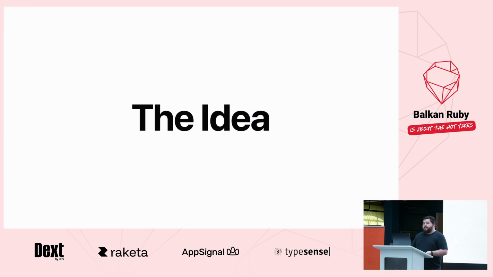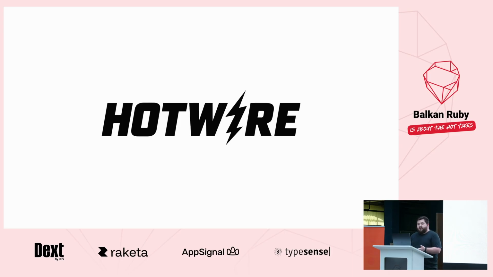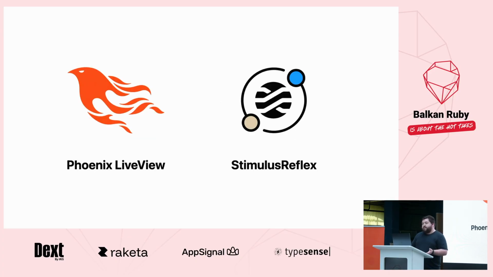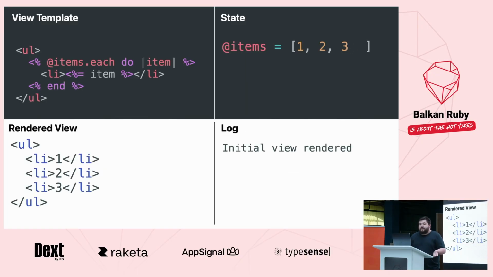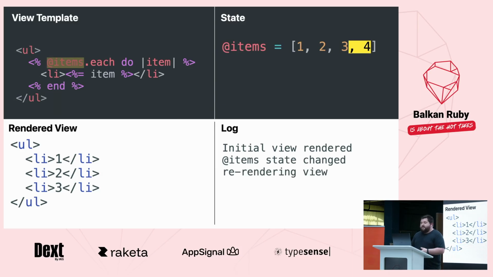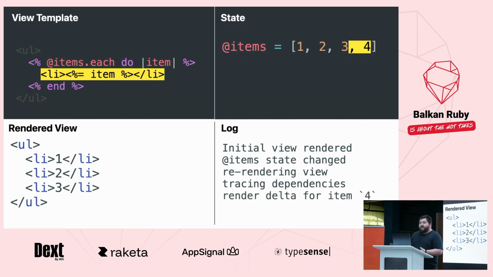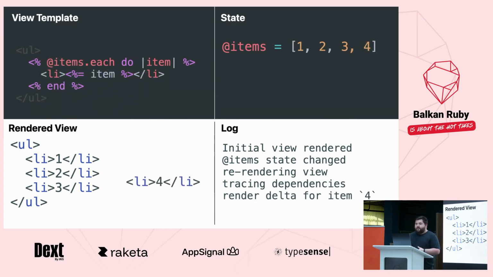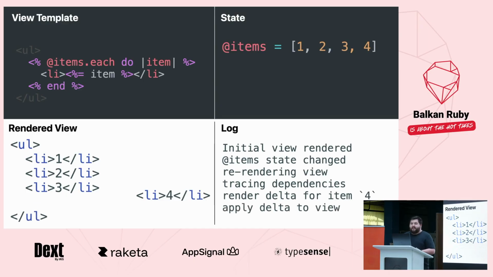So the idea is that we want to look at what Hotwire is, how it's good, what it's already doing well, and then try to get inspiration from previous frameworks, or from frameworks from other languages, and bring those ideas back to Ruby. So given we have a template, and we have some state, we want to track what's happening in our state, and whenever state changes, we try to re-render only the pieces that actually changed, and then update the client side to patch the page to reflect these changes. So you want to be just rendering what's actually changing.